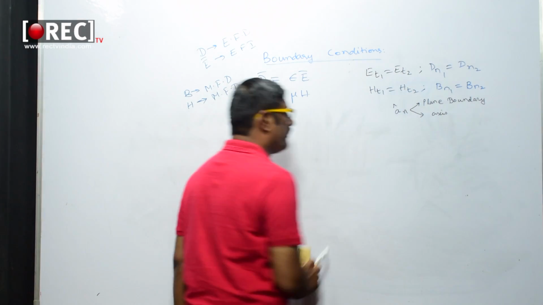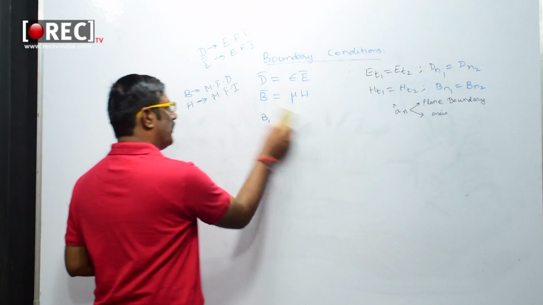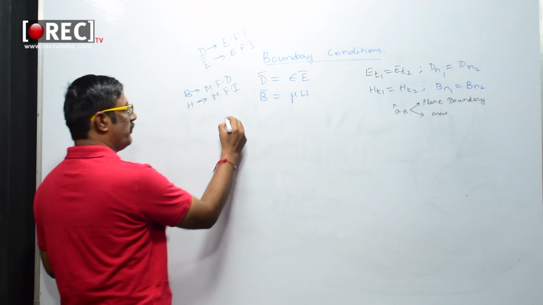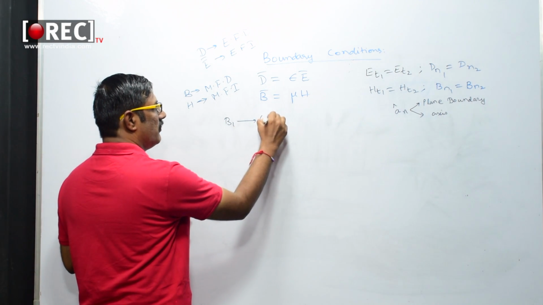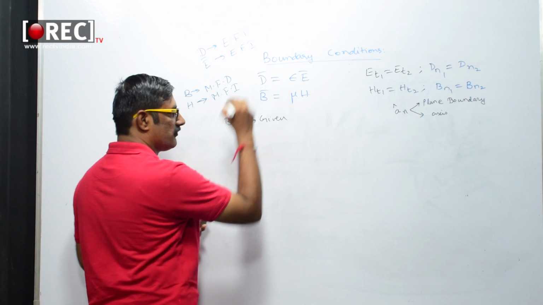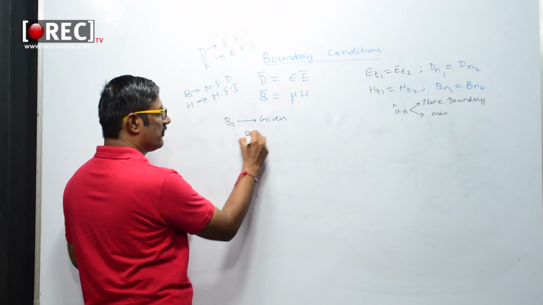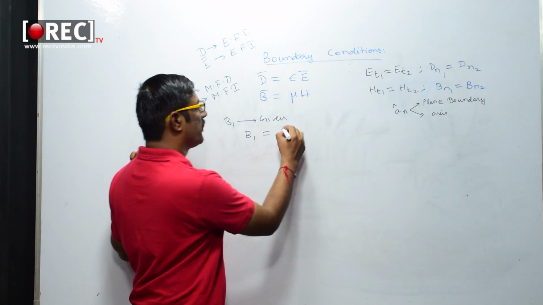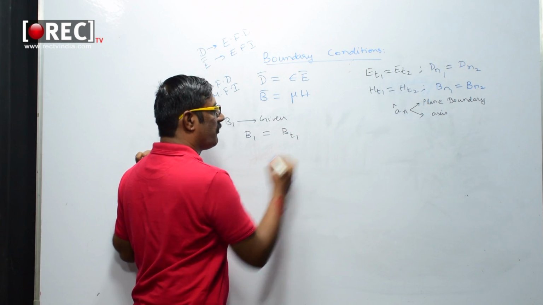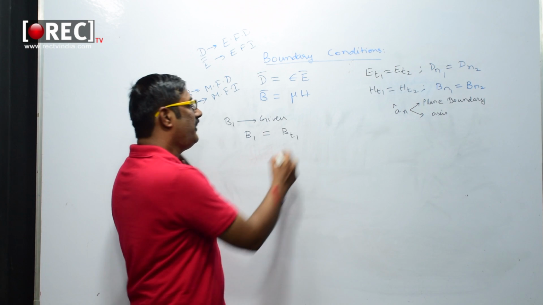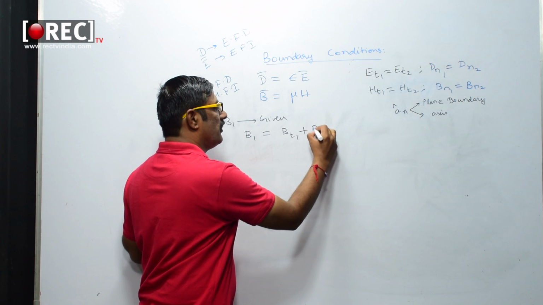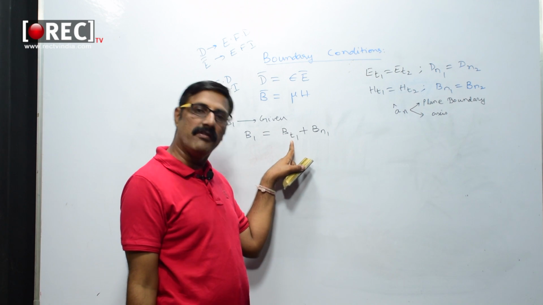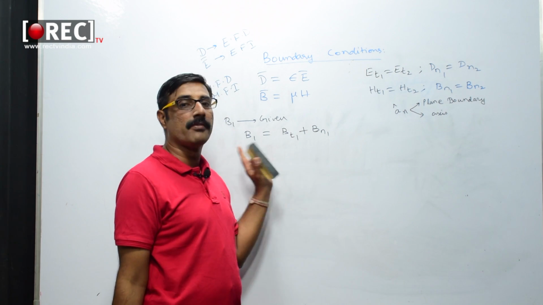Now let me explain how we can determine the normal component. For example, say B1 is given to us. If B1 is a given vector, it can be split into two components. One is the tangential component, which we write as B_T1, and the other is the normal component, B_N1. So B_T1 is the tangential component of B1 and B_N1 is the normal component of B1.